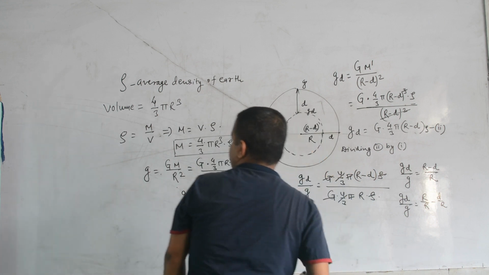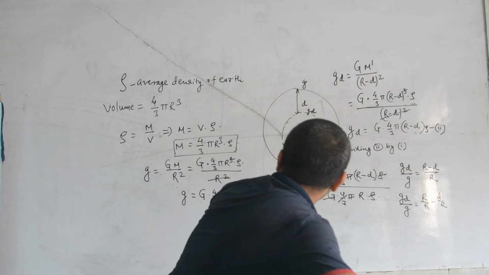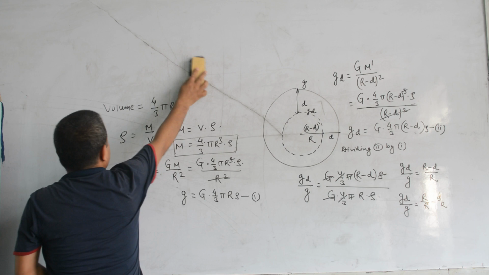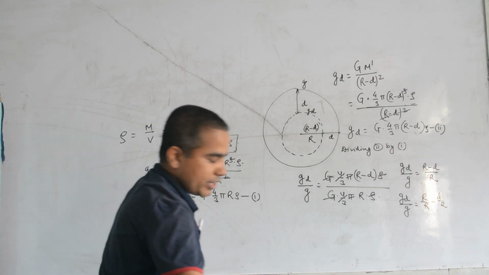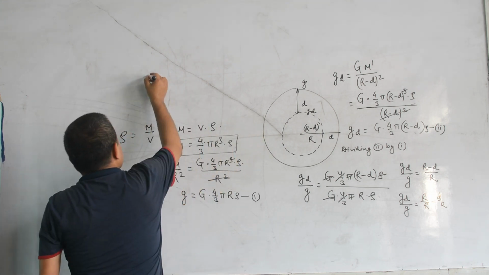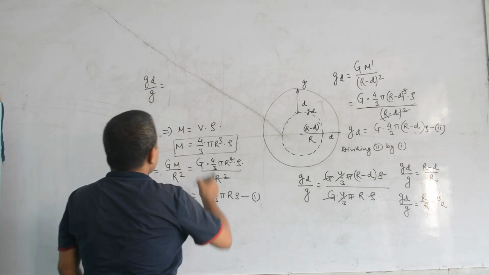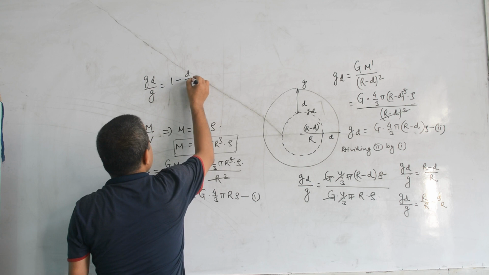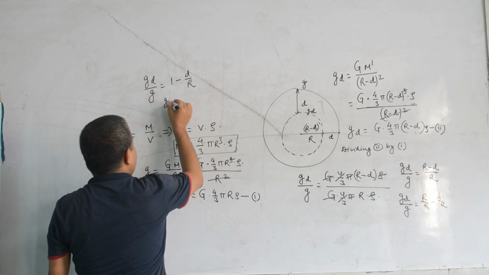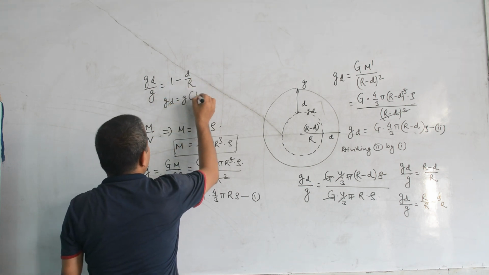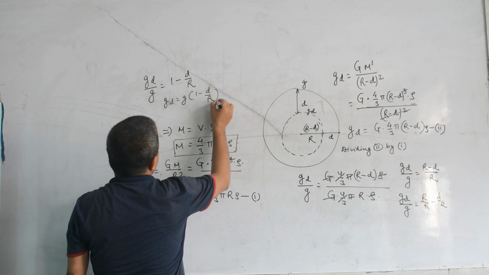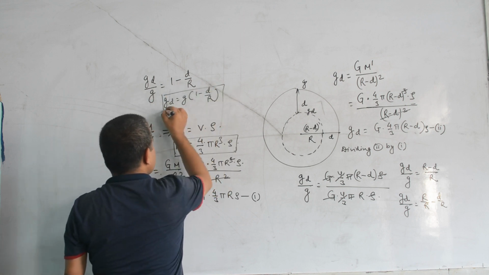That is, now I would like to write here, please you can see, I will continue here, gd over g equals 1 minus d by r. So when I multiply, I will get gd is equal to g (1 minus d by r). Now this is our final relation between gd and g.